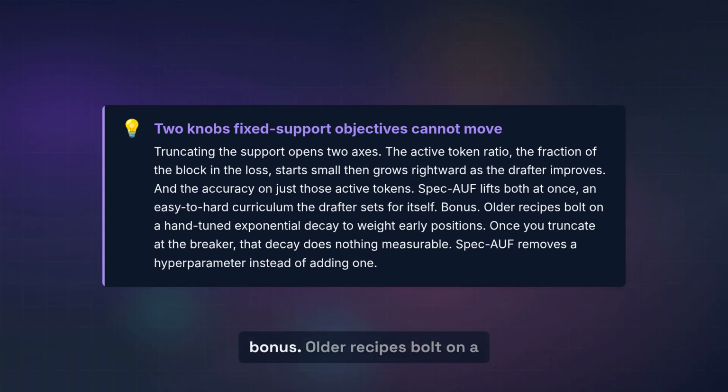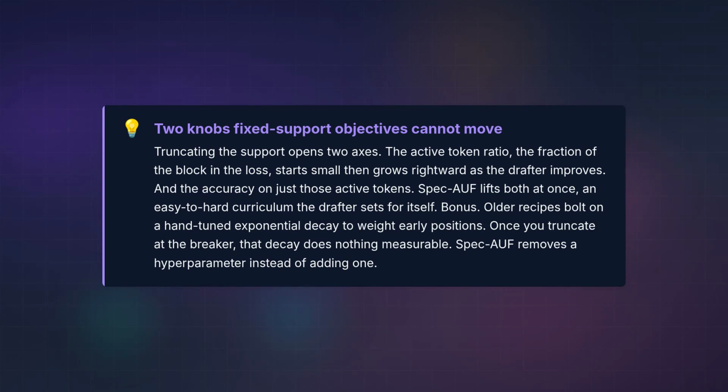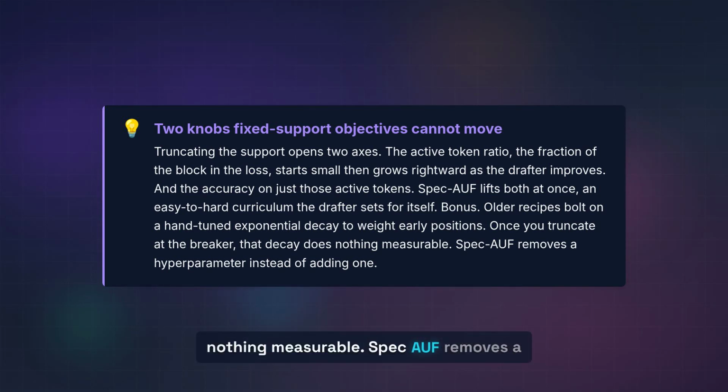And there is a bonus. Older recipes bolt on a hand-tuned exponential decay to weight earlier positions more. Once you truncate at the breaker, that decay does nothing measurable. SpecAuf removes a hyperparameter instead of adding one, one fewer knob to tune.